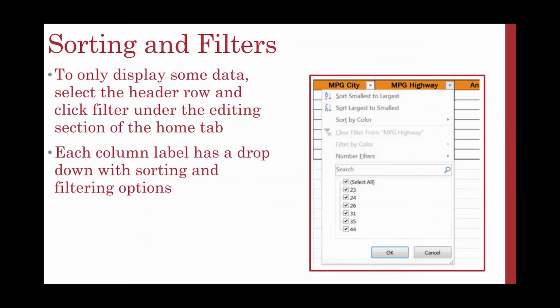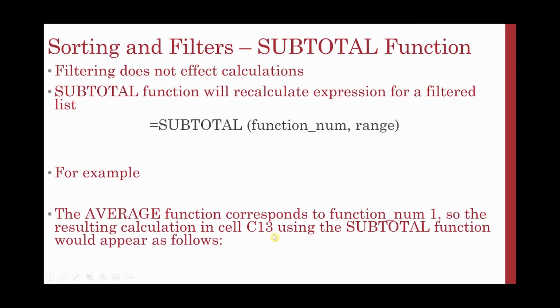To only display some data, what you can do is select the header on each row. When you turn on sorting and filtering, the headers get little drop down arrows next to them. If you click on that and expand it, it has the different ranges displayed over here. You can select all, or you can select certain values to be displayed. When you're selecting certain values to be displayed, you have to be very careful because your functions are going to stop working. It's because filtering does not affect calculations.